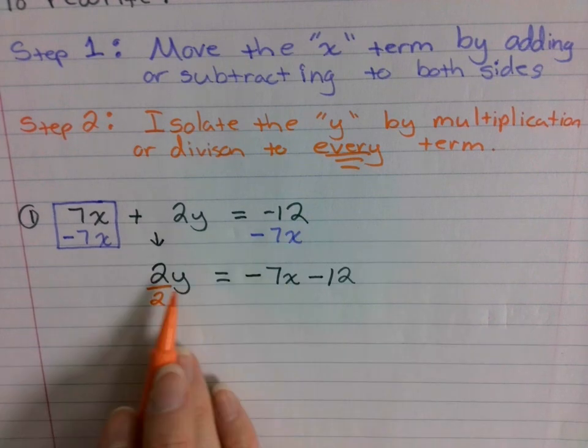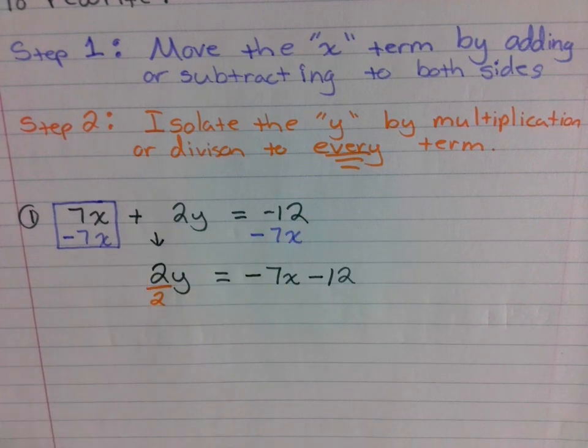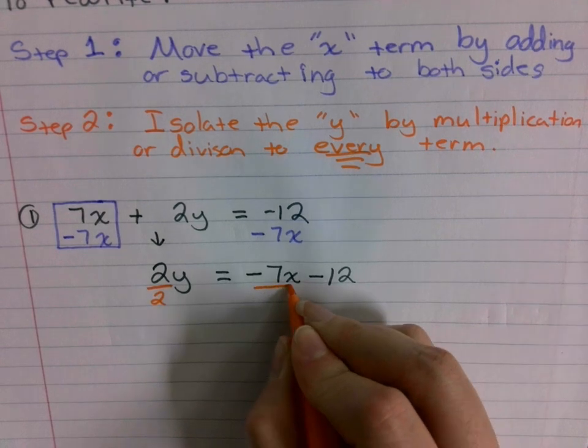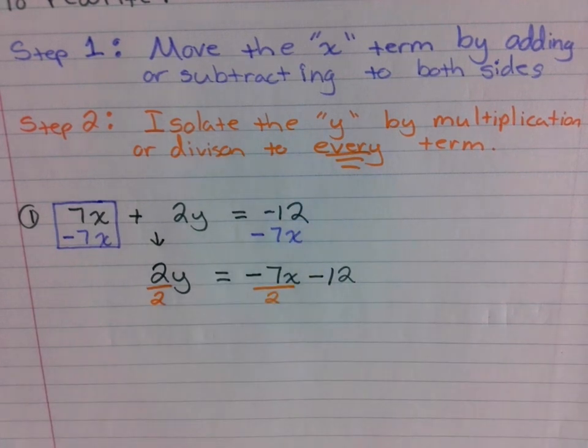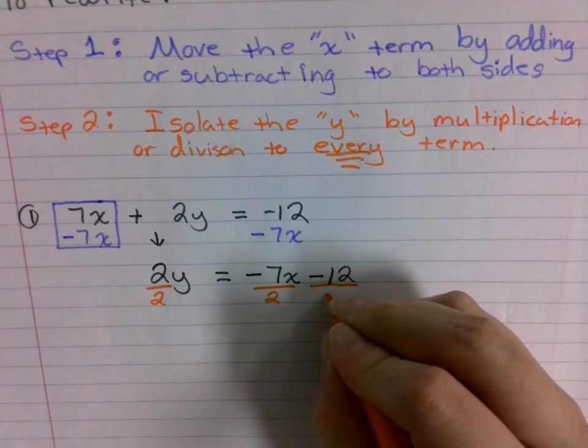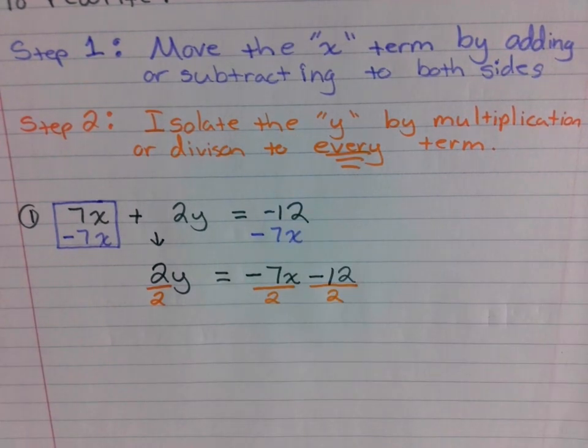I'm not going to multiply by 2. If I multiply by 2, then it just gives me 4y. I'm going to divide by 2. But when I say divide every term, that means I'm also going to have to divide the negative 7x by 2. And I'm also going to have to divide the negative 12 by 2. I am dividing every term.